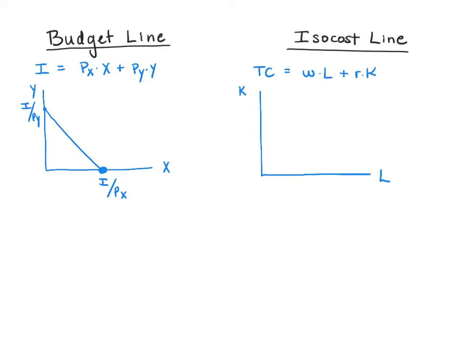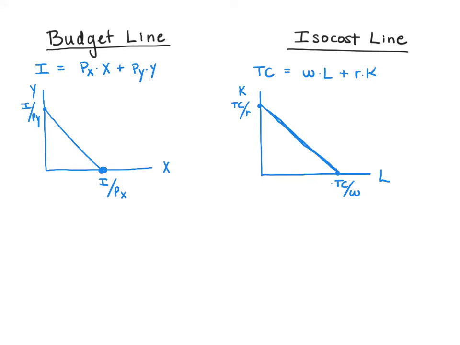In a similar way, usually the isocost line can be represented by a downward sloping line, the intercepts of which are total cost over R for capital and total cost over W for labor. Total cost represents how much the firm is spending at every point along this isocost line, or the firm's budget, and W represents the per unit price of labor, and so total cost divided by W represents how much labor the firm can afford if all it buys is labor.